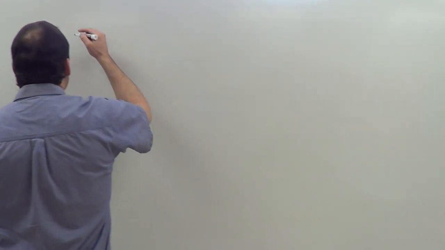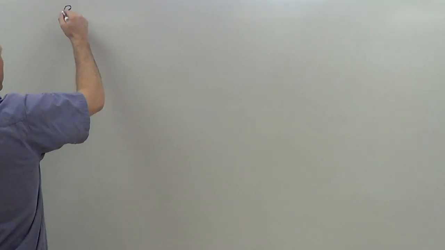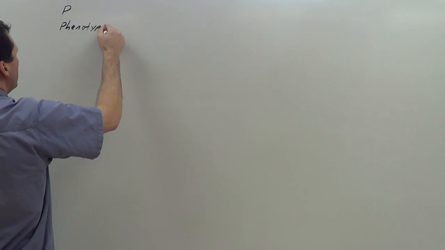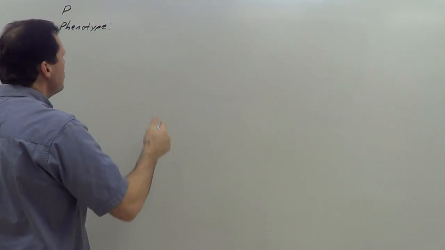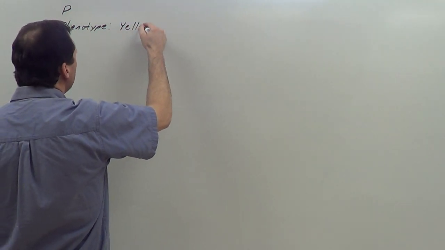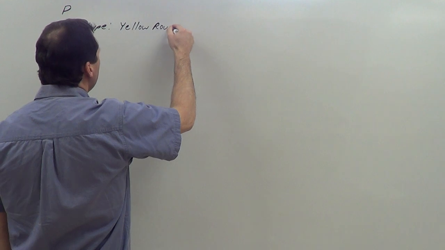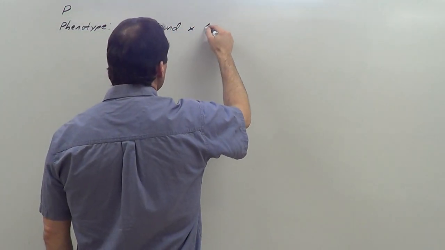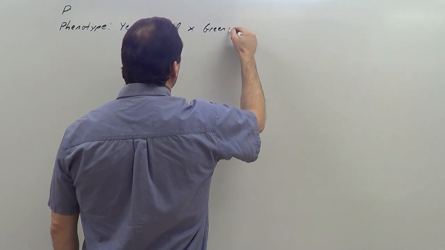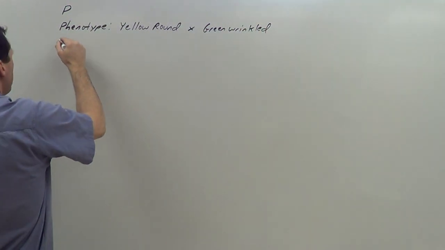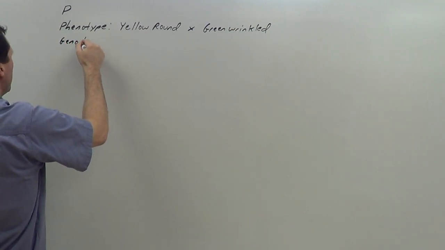So we'll start with the parent generation, so P for parent generation, and then I'm going to write phenotype. So the phenotypes Mendel used were he took a pea plant that had yellow, round seeds, and he crossed it with a pea plant that produced green, wrinkled seeds. Now I'm going to go ahead and write genotype.